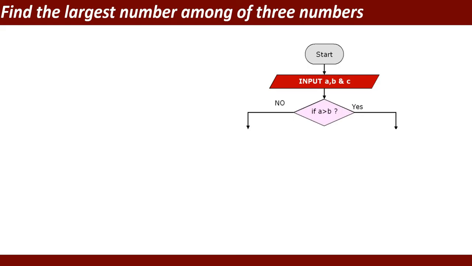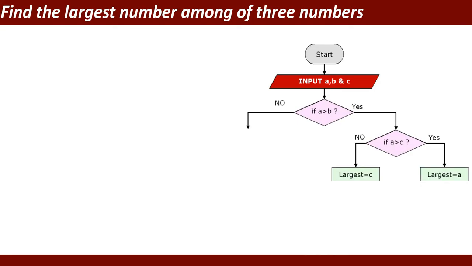And what I am going to decide here is, if A is greater than B, if yes, then it will check again if A is greater than C. If yes, then it will assign the value of A to the variable largest. And in case of no, if this condition is false, then it will assign the value of C to the variable largest.